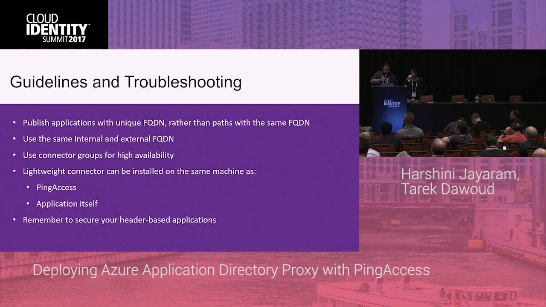first and foremost, for now, we recommend you publish applications with unique FQDNs rather than the same FQDN with different paths. This is a small limitation we have right now, where basically the callback endpoint for PingAccess is the same.